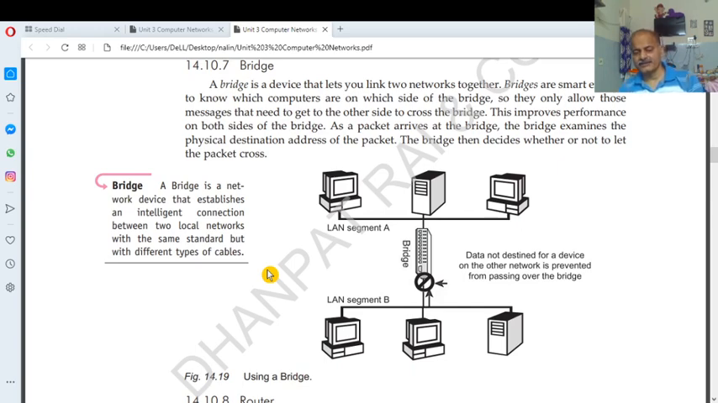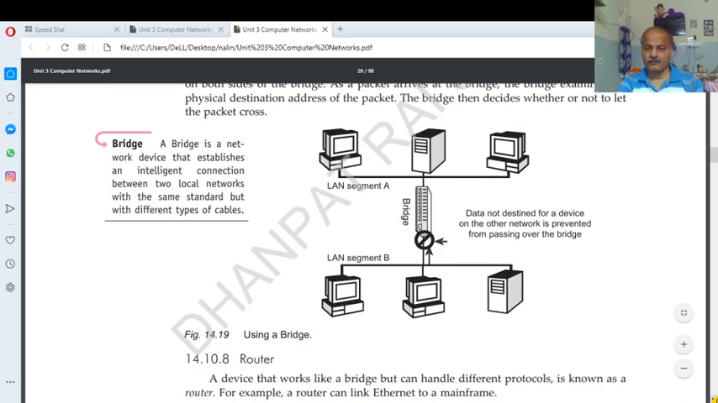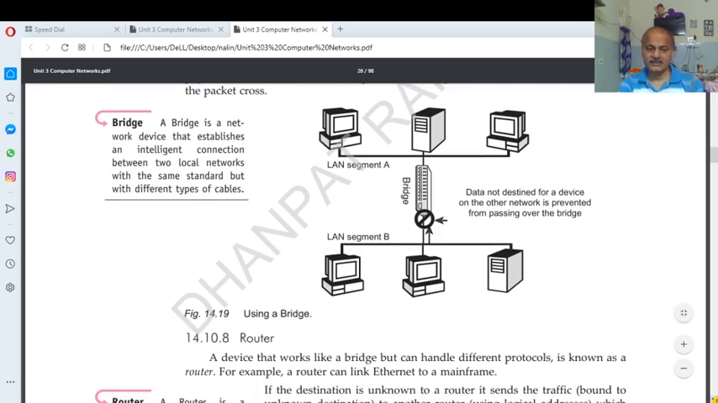There is one more important thing. The bridge can handle only the same type of protocol: if and only if both networks are of the same type, meaning they are following the same protocol, then it can handle them. It cannot handle different types of protocols. So this is the drawback of the bridge. Ultimately, a bridge is a device which is used to connect two different networks, but both networks are of the same type.